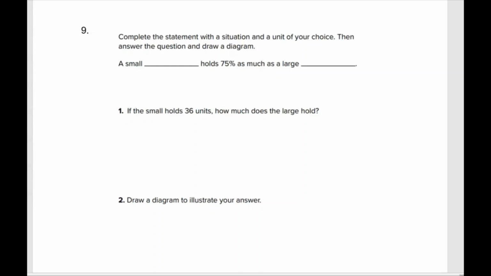Number 9 says, complete the statement with a situation and a unit of your choice, and then answer the question and draw a diagram. Okay? It says, a small blank holds 75% as much as a large blank. Okay, maybe you said something like, a small scoop holds 75% as much as a large scoop, or maybe you said something like container. Okay? Anything here that holds something, right, will work. It said if the small holds 36 units, how much does the large hold?